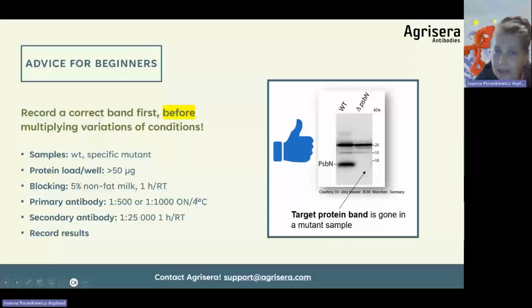If you're using an unknown antibody, you always have to include a control. In this case, it is a knockout mutant which lacks the protein. It is not expressed in that mutant. Therefore, on a Western blot, there should be no band in the mutant. It is very easy to obtain false positive results with antibodies. So if you work with uncharacterized antibodies, you also always need to include specific controls.